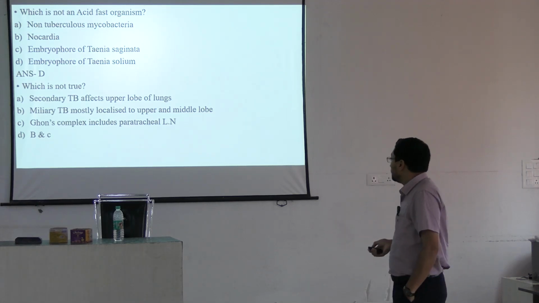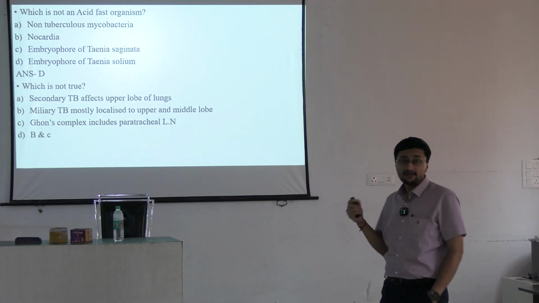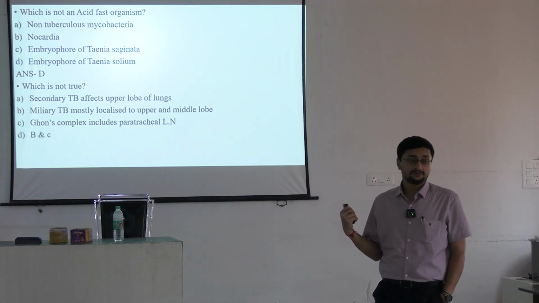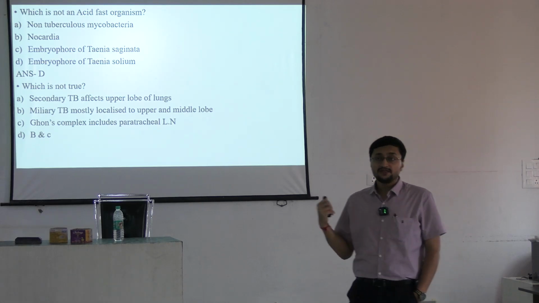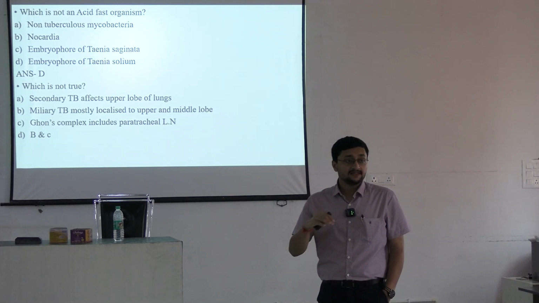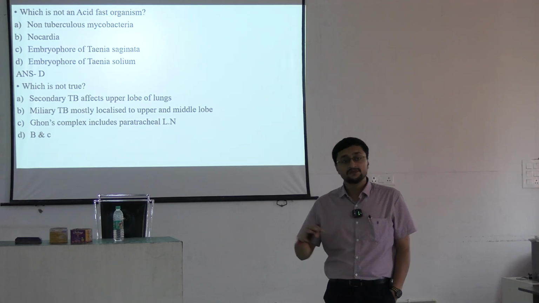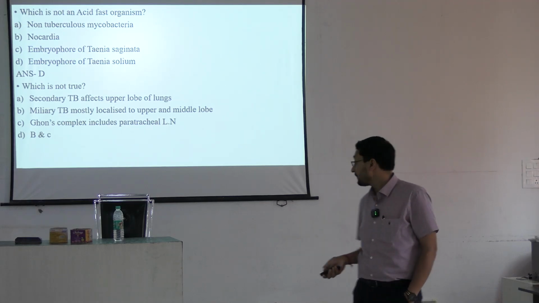Okay? And second one, miliary TB localized at upper and middle lobe. This is true or false? This is false because miliary TB spreads via hematogenous route, and at the base of the lungs there is more perfusion than ventilation. So miliary TB affects more of the base of the lung, not the upper part.